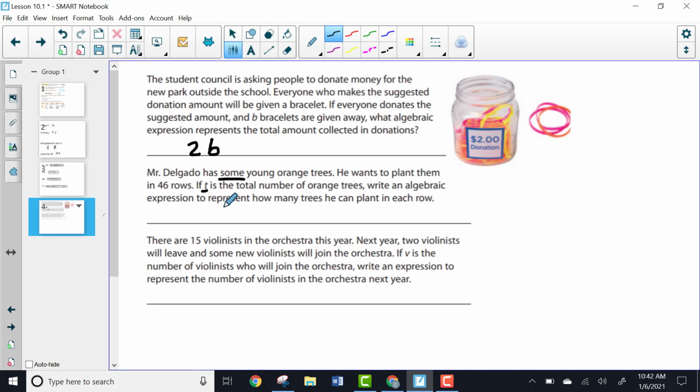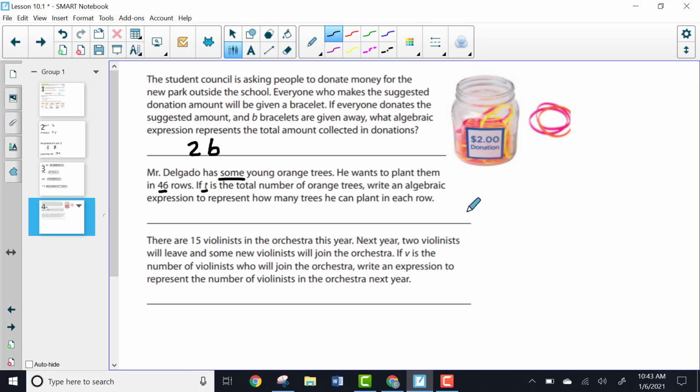So he has some young orange trees. He wants to plant them in 46 rows. So 46 is what we know, so that's going to be our constant. T is going to be our variable. T is the total number of orange trees. If you're doing this problem, it's not like if you put O for the variable that you're going to be wrong. T is just what we're using here, so everybody can be on the same page.